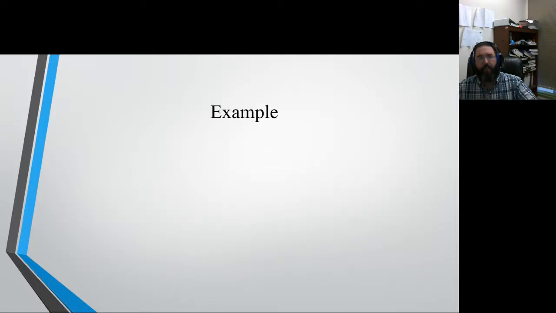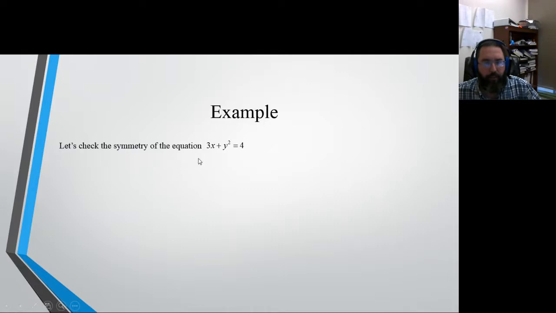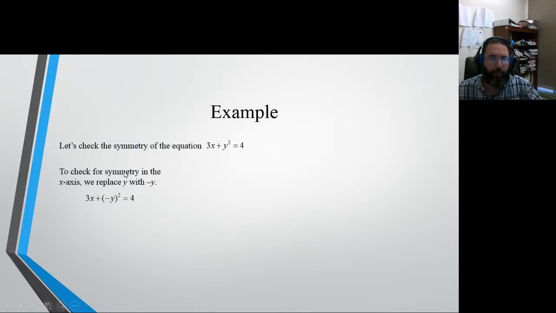Let's use this to check symmetry on some equations. So basically what we're going to be doing is taking the equation and replacing either x or y, or both x and y, with their negative counterpart and seeing if the equation matches. So to check the symmetry of the equation 3x plus y squared equals 4, if I want to check to see if it's symmetric with respect to the x-axis, I'm going to replace y with -y. I get 3x plus (-y) squared equals 4. That simplifies to 3x plus y squared equals 4. That does match the original equation, so I do have symmetry with respect to the x-axis.